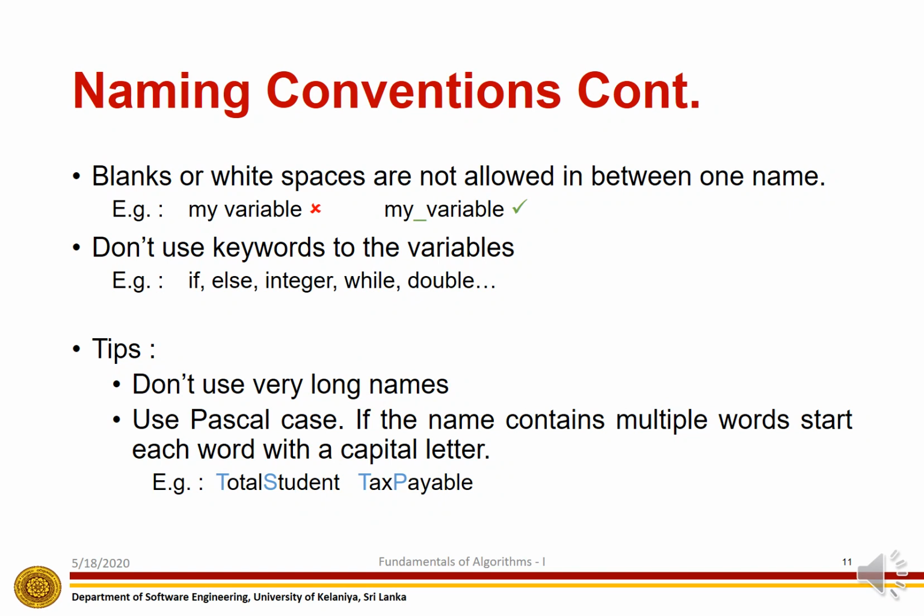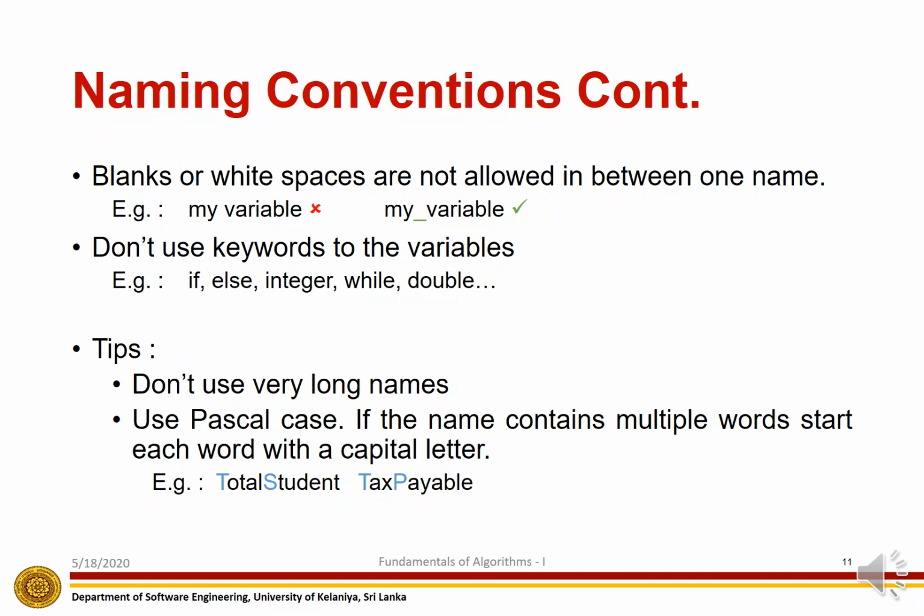Then this is a tip. Don't use very long variable names, because it is not good and it is very hard to write again and again in the algorithm procedure. So keep them simple. Another tip is to use Pascal case for the algorithm names. Pascal case means if the name contains multiple words, start each word with a capital letter. For example, you can see in TotalStudents, T and S are capital. In TaxPayable, T and P are capital.